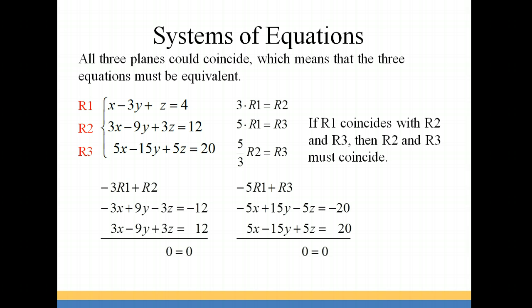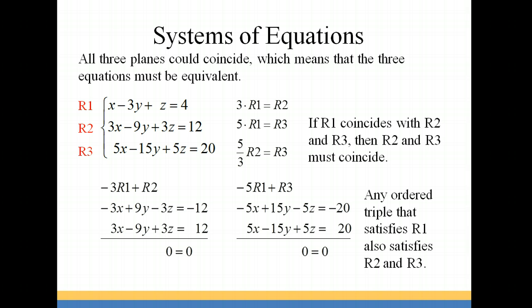coinciding. If the first equation coincides with the second and the third, then the second and the third must also coincide with each other. So in this case, any ordered triple that satisfies the first equation also satisfies the second and the third. So any solution that you get for the first equation will work for all three. And you can get ordered triples just by plugging in values for two of the variables and solving for the third.